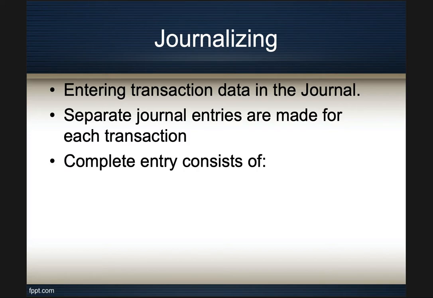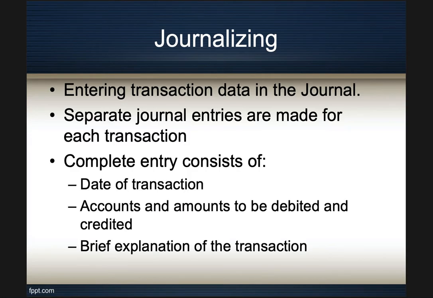So a complete entry consists of the following. Since we have to indicate that this happens on a specific date, you have to have the date, then the accounts and the amounts to be debited and credited using the knowledge that I have taught you, and a brief explanation of the transaction. Usually you just have to write here, to record purchase of equipment for cash, like that. But if you purchase it on credit, to record purchase of equipment on account, something like that. So let's have some example.